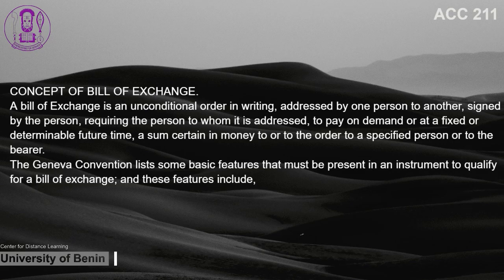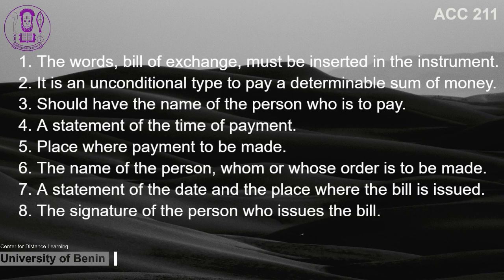The Geneva Convention lists some basic features that must be present in an instrument to qualify as a bill of exchange, and these features include: 1. The words "Bill of Exchange" must be inserted in the instrument. 2. It is an unconditional order to pay a determinable sum of money. 3. It should have the name of the person who is to pay. 4. A statement of the time of payment. 5. Place where payment is to be made. 6. The name of the person to whom, or to whose order, payment is to be made. 7. A statement of the date and the place where the bill is issued. 8. The signature of the person who issues the bill.